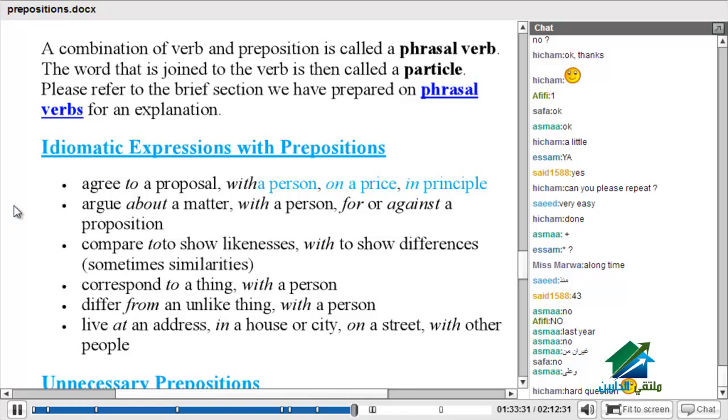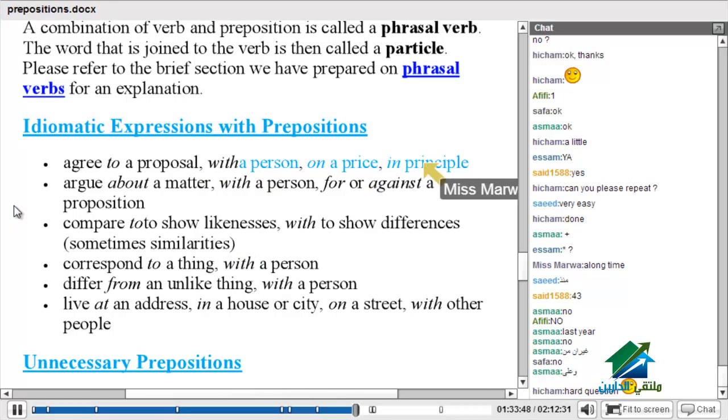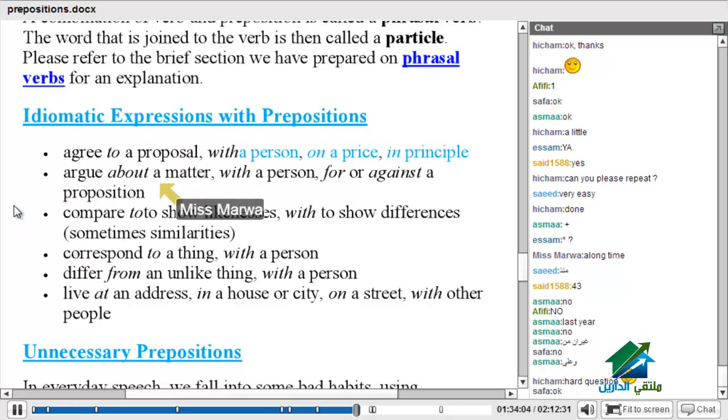Idiomatic expressions with prepositions. When you say agree to, you are speaking about a proposal: agree to a proposal, or agree with a person, okay? Agree on a price, in principle. Argue about a matter, or argue with a person, or argue for or against a proposition, okay? You argue about something, argue with someone, argue for or against something. It's okay?